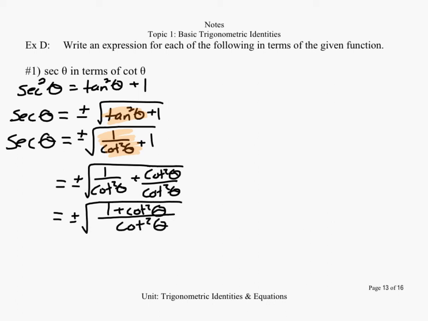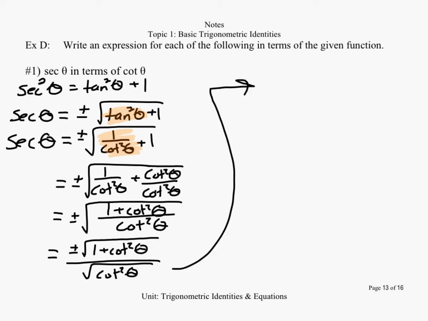Once you have it as one fraction, which we do now, then you can square root the numerator and square root the denominator. Please note the numerator is not a perfect square because of that plus that's in there. The denominator is a perfect square. The denominator's square root is just cotangent. So our final answer, secant of theta equals plus or minus. This plus or minus can go in the numerator or the denominator or out in front. It doesn't matter where you put it. I'm going to put it in the numerator.